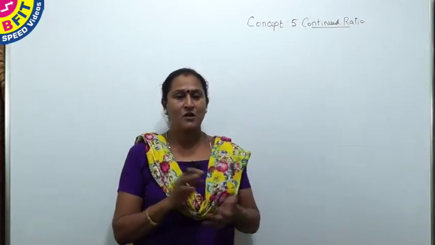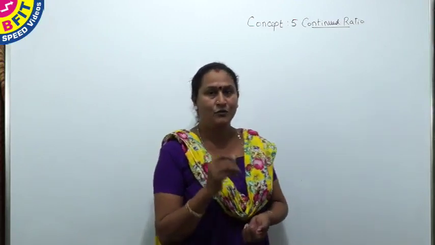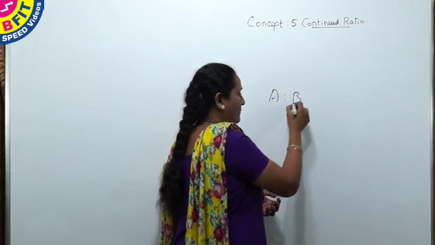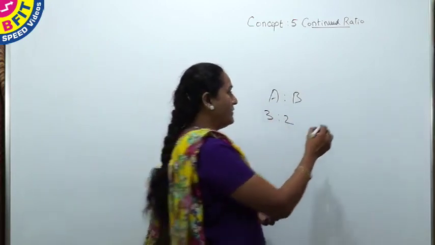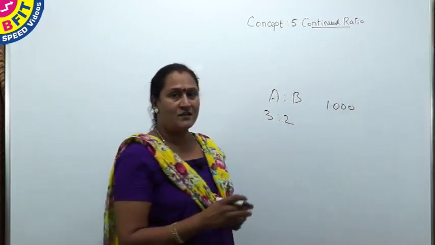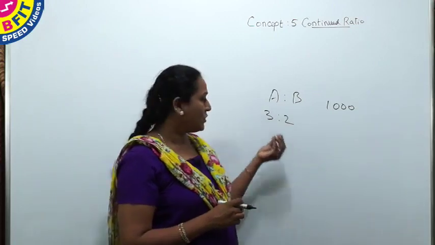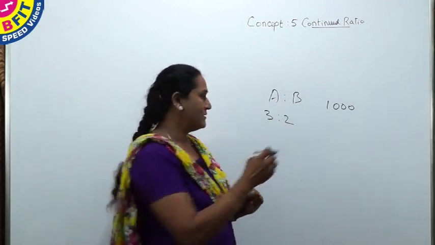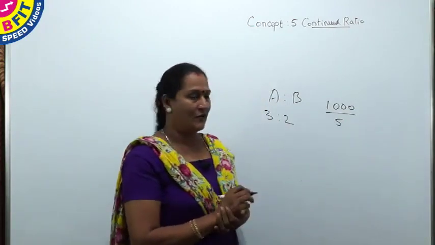So we'll see the next concept, continued ratio. Say for example, two persons A and B share an amount in the ratio 3:2, and the amount is given as 1000. You'll be asked to find what is A's share or B's share. When this value is given, how many parts are there? 3 and 2, total you have 5 parts. So dividing this with 5, you get the value of 1 part.